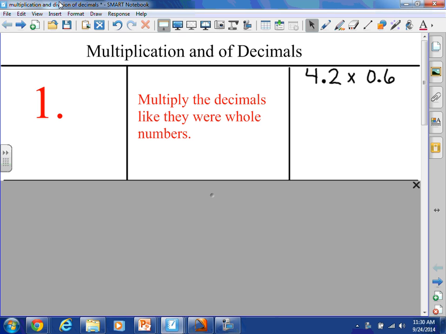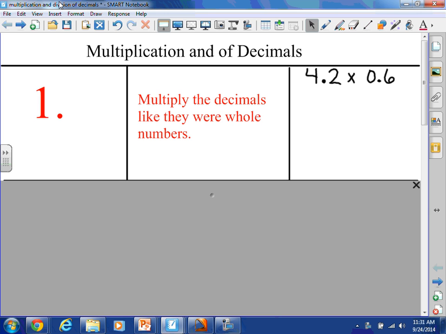The first step is simple. You just multiply the decimals as if they were whole numbers. So you don't even worry about the decimal when you first start. All you do is take the numbers and multiply them. So this is 4 2/10 times 6/10.